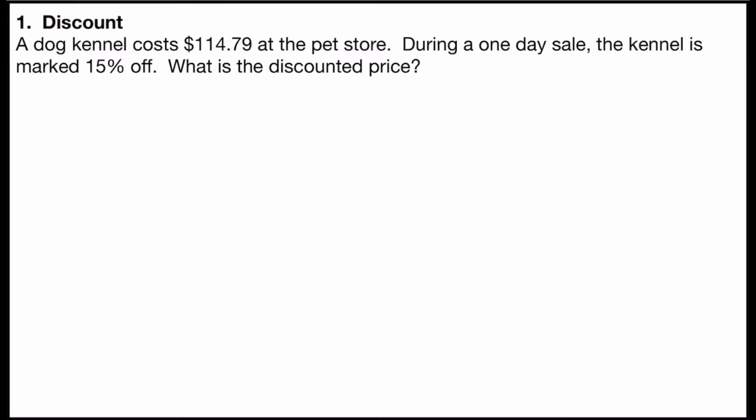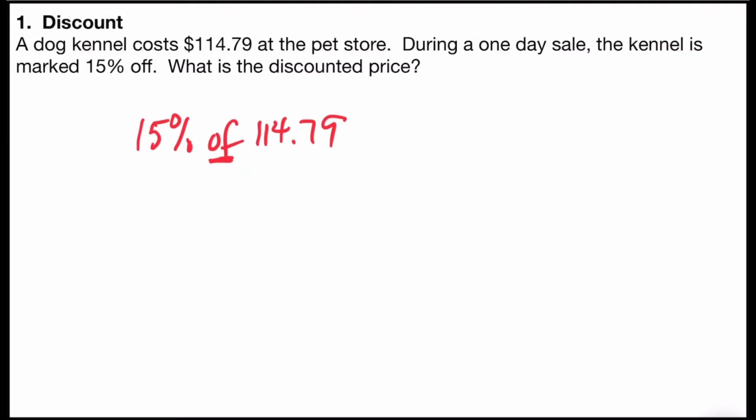It says a dog kennel costs $114.79 at the pet store. During a one-day sale, the kennel is marked 15% off. What is the discounted price? So this is a two-step process. First, I'm going to find 15% of the $114.79. And I'm going to do that by multiplying, since of indicates multiplication.